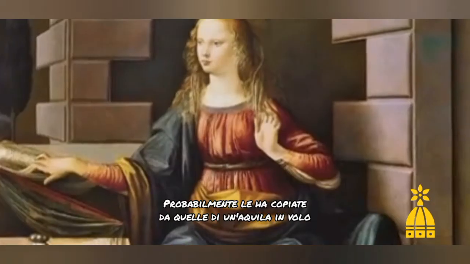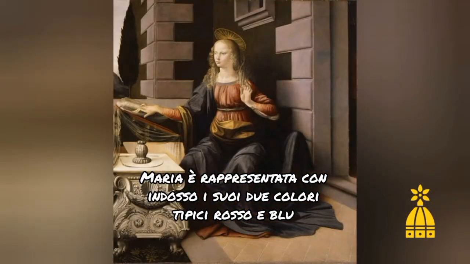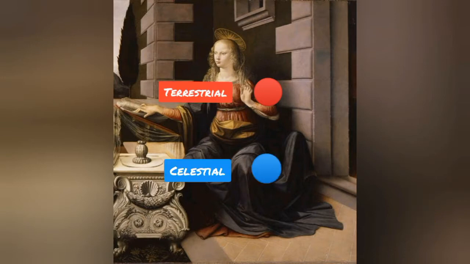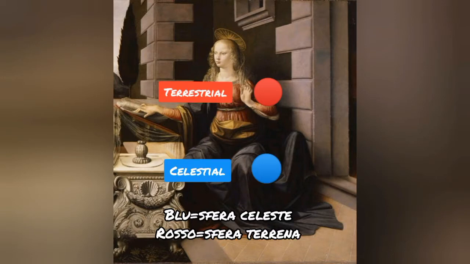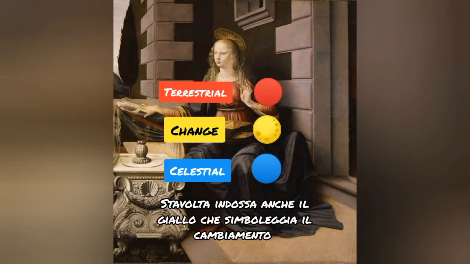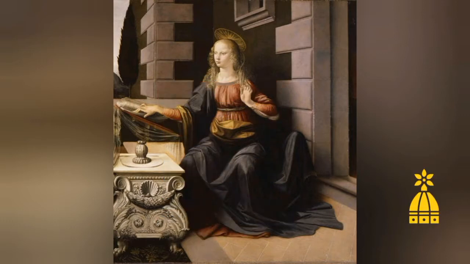Mary is represented wearing the two typical colors of the Virgin: red, representing the terrestrial world, and blue, representing the celestial world. This time she is also wearing a yellow textile, which represents change and is telling us that something is changing in the life of Mary.